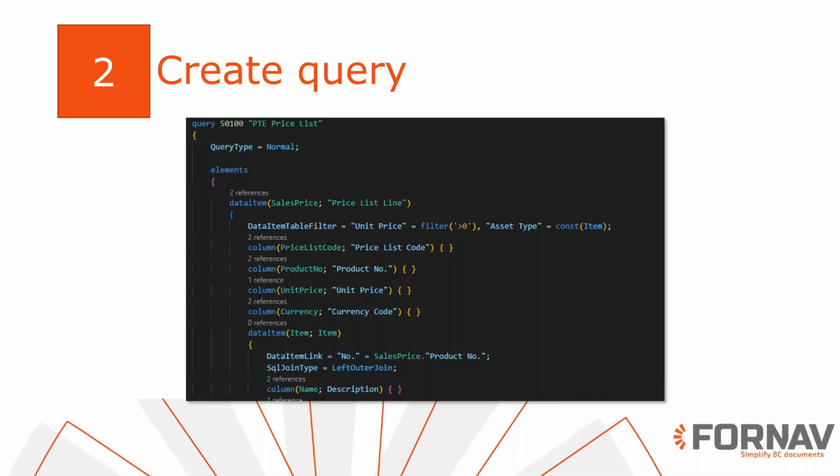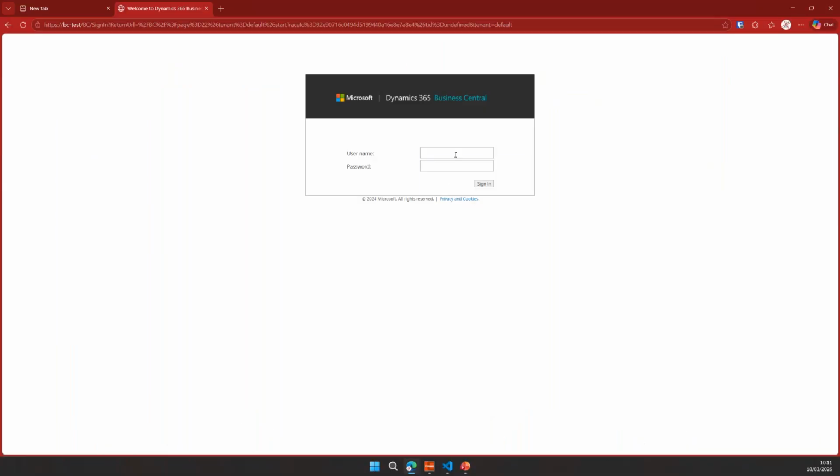The first thing we're going to do is create a query. The base object is going to be the price list line, and we will get all other relevant data from the tables connected to that. So let's go have a quick look in Business Central to see what we're going to get.